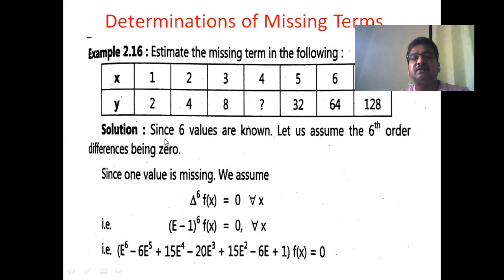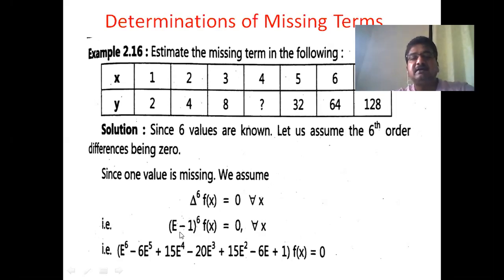So the first step is what? 6 values are given, and therefore Δ^6 f(x) is equal to 0. This is observed in preparing the forward difference table. If you prepare the forward difference table with 6 values of x and y, the table terminates at Δ^5 f(x). The next order differences, the 6th order, the 7th order, all are 0. This is the first step.